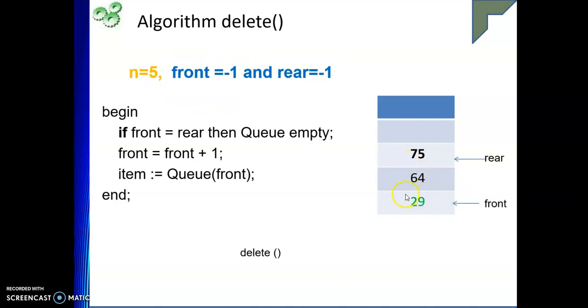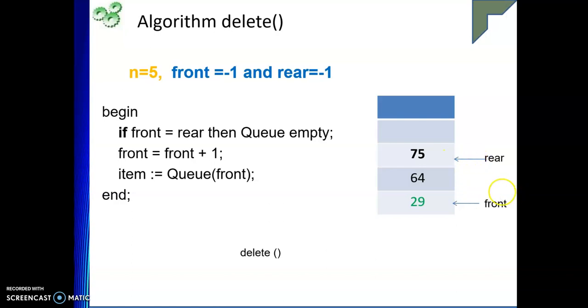Suppose I remove 29, I remove 64, I remove 75. Then what will happen? Now rear and front are both pointing to the 75 location. So this is empty, but rear and front are the same. In this position, if you want to delete something, it means nothing is there in the queue. So you have to check whether rear and front are equal or not.